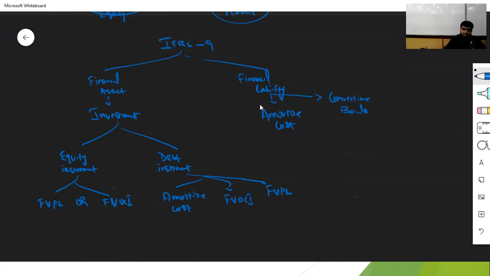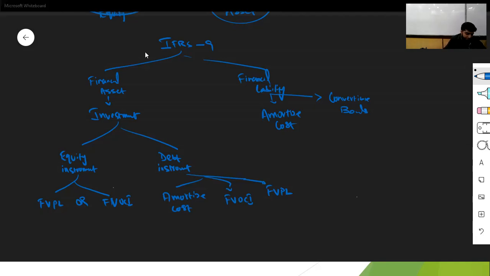We will discuss IFRS 9, that is financial asset and financial liability. Financial asset is just like an investment, that you have made in another company. And once you are making an investment in another company, you will have two options: either you will be investing in the equity instrument or in the debt instrument. If you are investing in the equity instrument, you may recognize this investment at fair value through P&L, or at fair value through OCI. Another option is the investment in the debt instrument, and if we are making an investment in the debt instrument, IFRS allows three treatments.